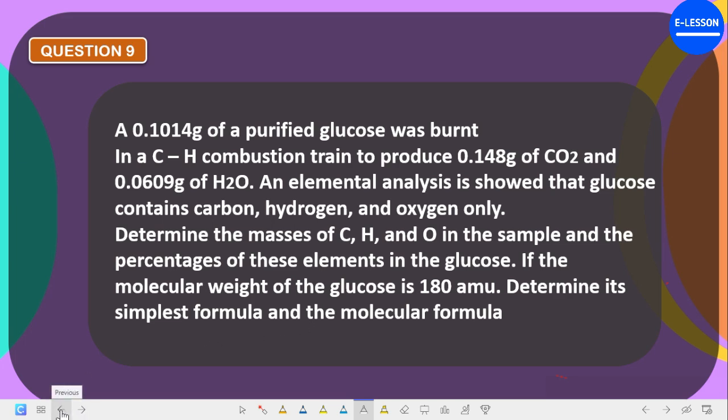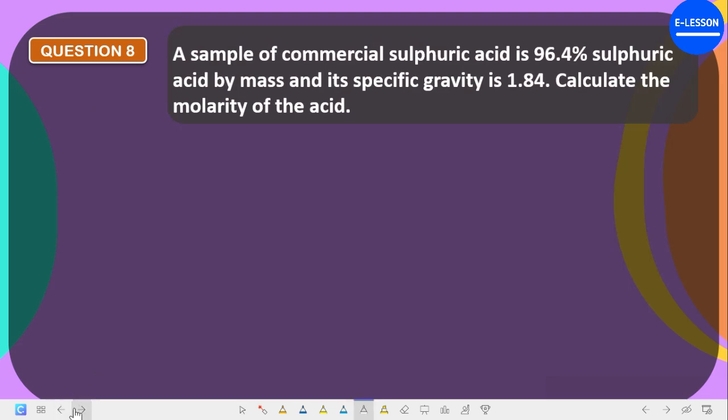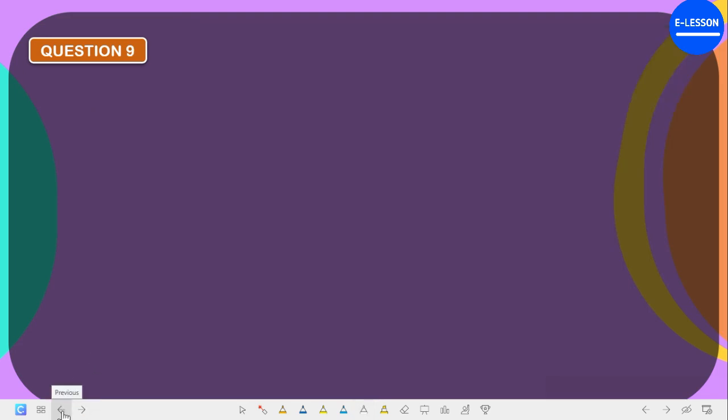Now this question is about 4 questions in one. Let us provide a solution to it. Now the first thing we need to know is the mass of glucose. The mass of glucose, which is the mass of the sample.